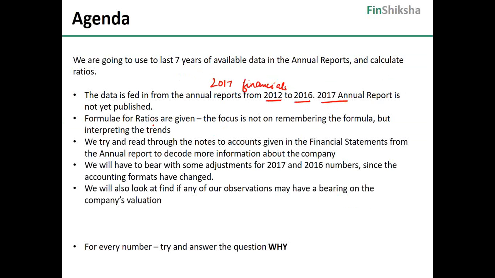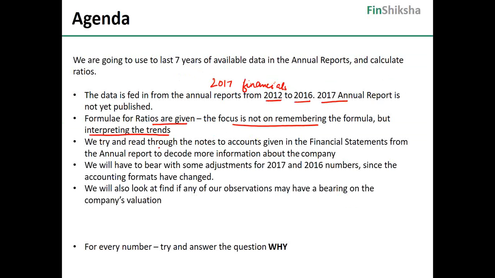Formula for ratios are given. We have an Excel file that we're going to use, and I'm going to show that to you in a minute. And the formula is already available. The focus is not on remembering the formula, but more on interpreting the trends that are going to be available during the course of this discussion. So our idea is not necessarily to remember what the formula for return on equity is. Our idea is once we know the formula and we calculate the number, can we interpret the reason for the trend? Is it an uptrend? Is it a downtrend? And why is that?